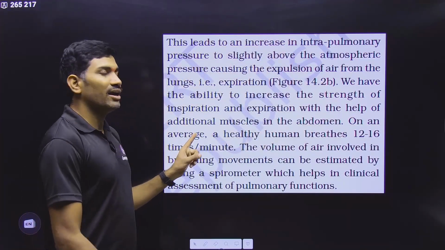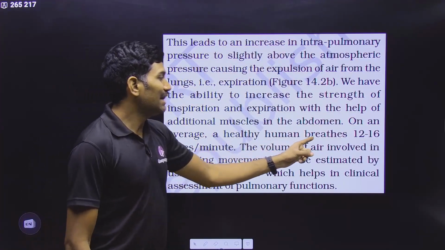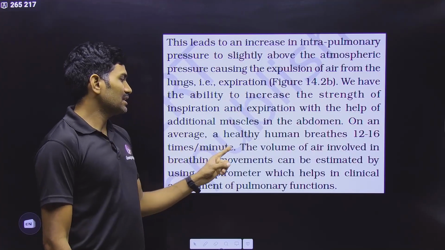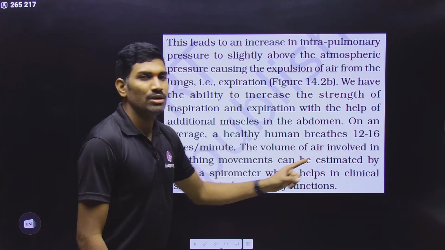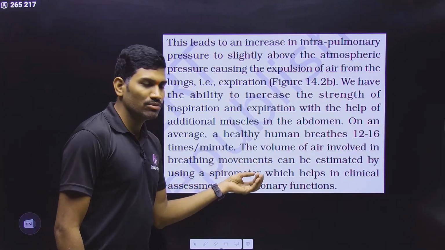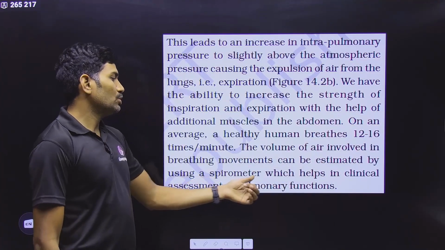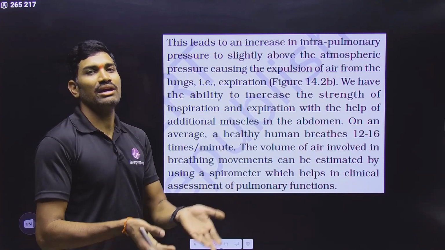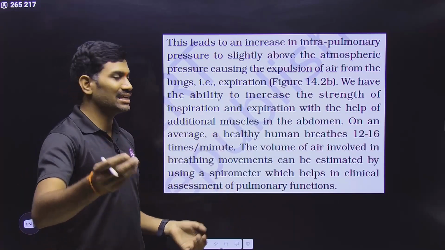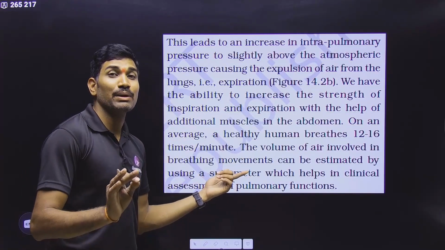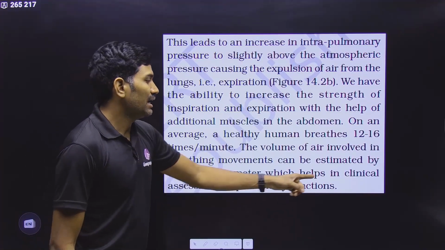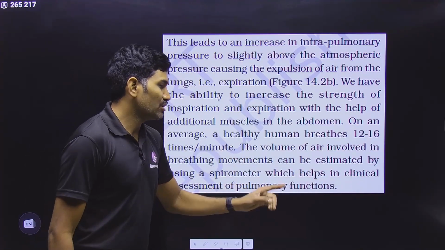Next one, on average, a healthy human breathes 12 to 16 times per minute. Calculation also I told you, so please observe carefully. The volume of air involved in the breathing movements can be estimated by using a spirometer. How much air is coming inside and going outside, we can calculate with the help of an instrument called a spirometer, remember this, which helps in clinical assessment of pulmonary function.